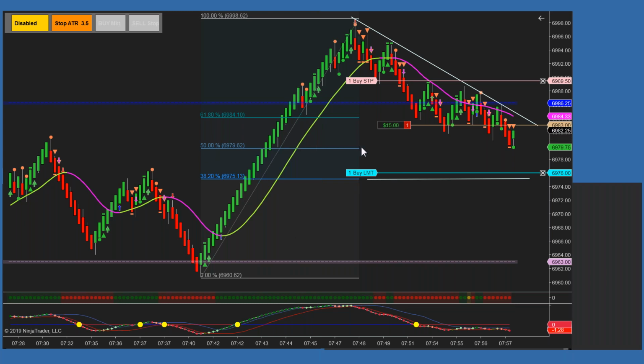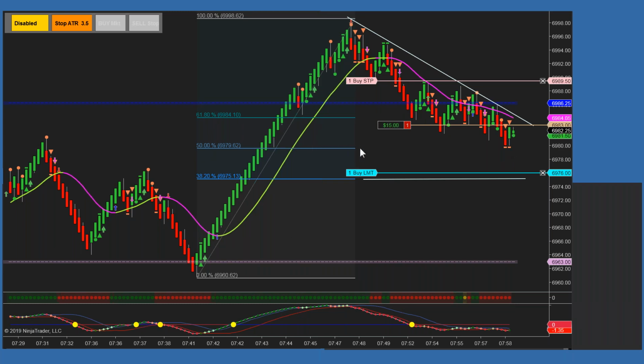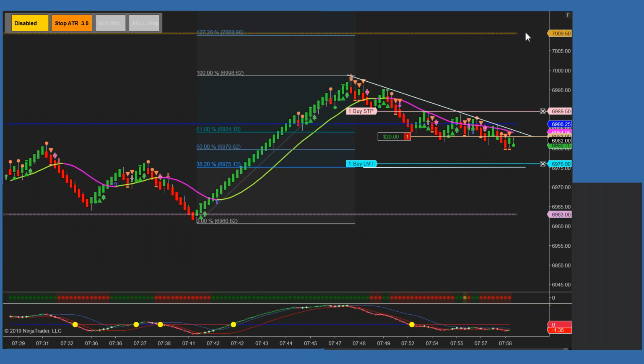Getting a little bit of buying now on the 50% zone, so there's some traders there looking to capitalize on the 50% level, buying it early in anticipation that the market is going to go to 7,009.5.